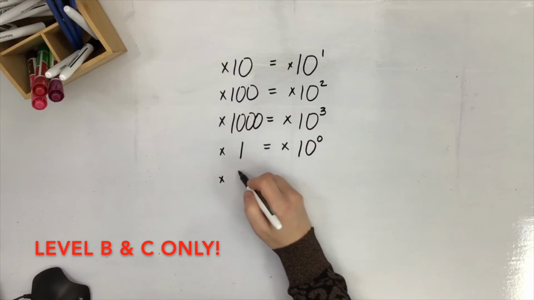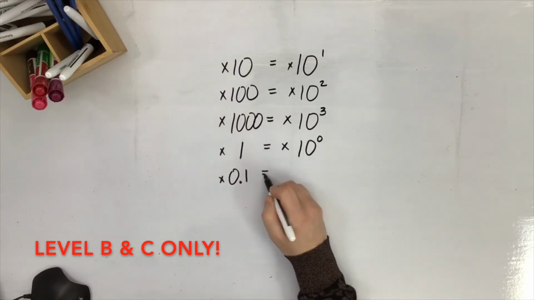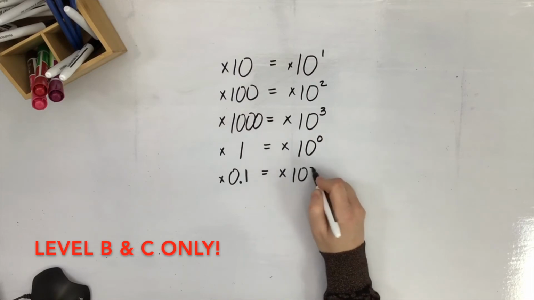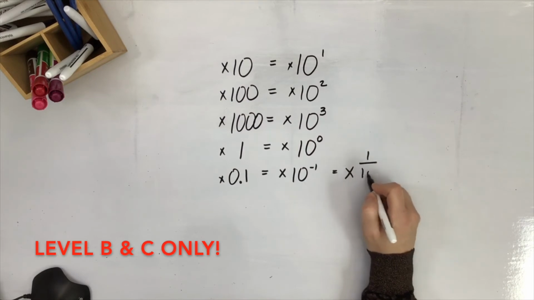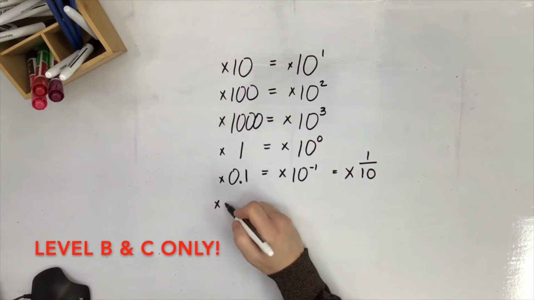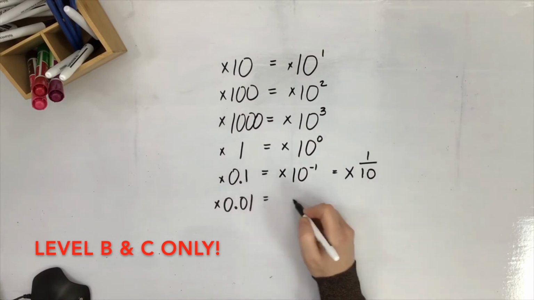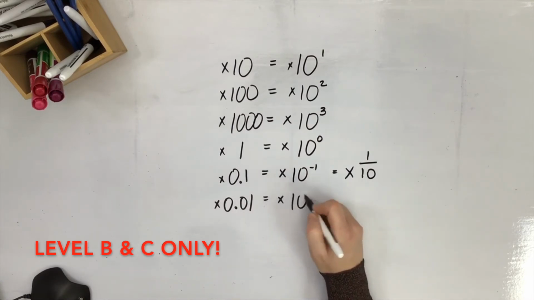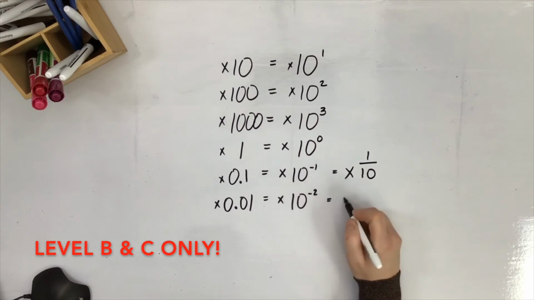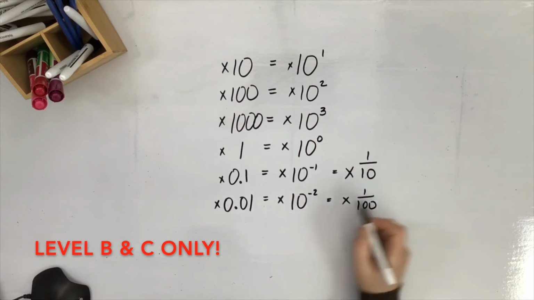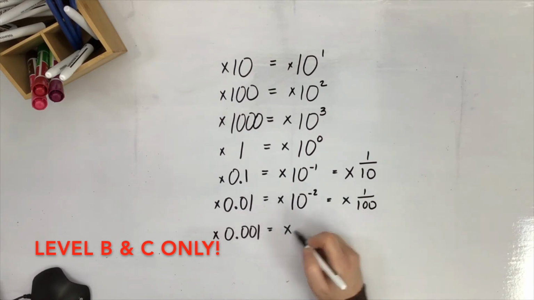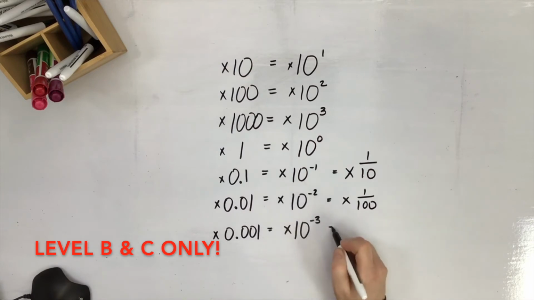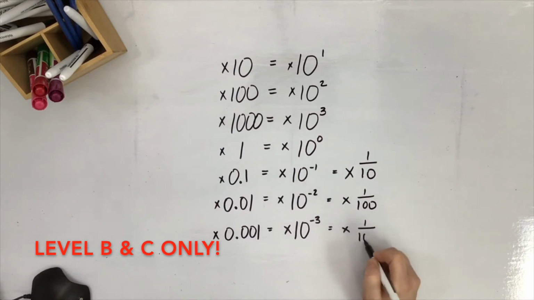If you're multiplying by 1/10, you might see it written as times 10 to the power of -1, or times 1/10, written as a fraction. 1/100th could also be written as times 10 to the power of -2, or times 1/100. And times 1,000th might also be written like this. So this is only if you're doing some more advanced questions. You might want to pause the screen and just jot this down.